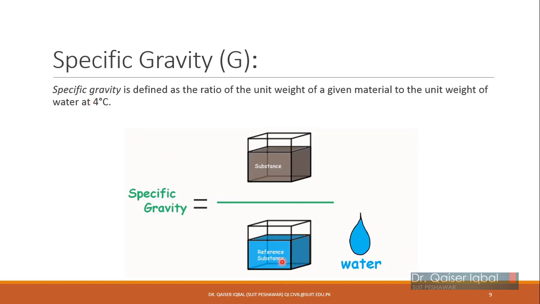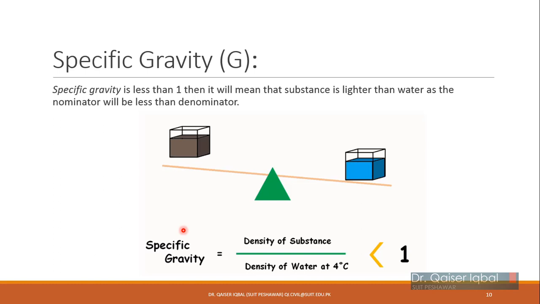That's why we take it as the reference substance, and the unit weight of water at 4 degrees centigrade is once again 9.81 kilonewton per cubic meter in the SI system, or 32.2 pounds per cubic feet in the FPS system. So if you take the unit weight of any substance and divide it by the unit weight of water, you will get the specific gravity. Because this is a ratio of unit weights, specific gravity is a unitless quantity. There are no units of specific gravity.